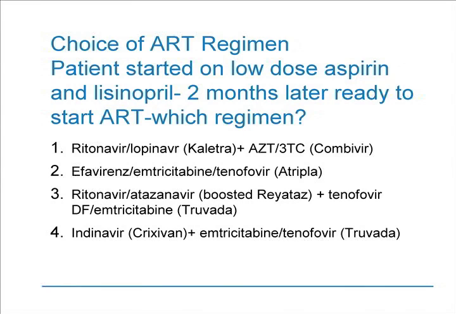So back to our case, the question is, should we start him on a particular regimen? He actually was mulling over in his own mind whether he wanted to go on therapy. So in the meantime, he was placed on low-dose aspirin and lisinopril to partly address some of his cardiovascular risk. And then 4 choices are shown here for his regimen: Kaletra and Combivir, Atripla, boosted atazanavir and Truvada, or Indinavir plus Truvada.